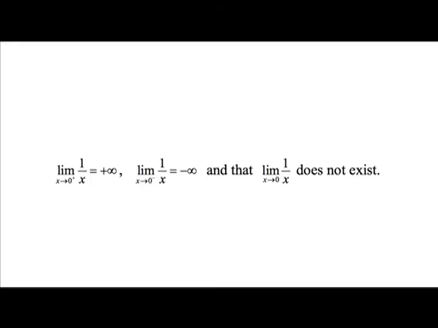From the functions of one variable, we already know that the limit as x approaches 0 from the positive side of 1 by x is equal to plus infinity, and the limit as x approaches 0 from the negative side of 1 by x is equal to negative infinity, and that the limit as x tends to 0 of 1 upon x does not exist. This shows that if the limit of the denominator is 0, but the limit of the numerator is not, then the limit of the rational function does not exist.